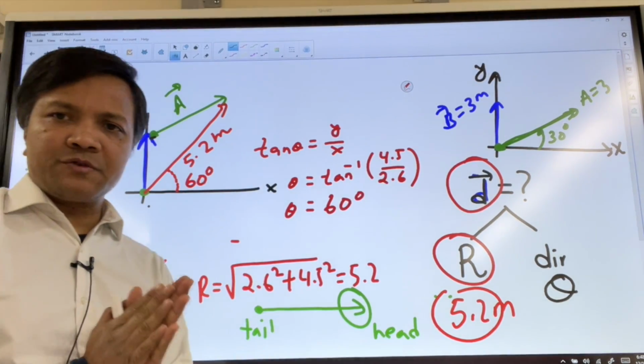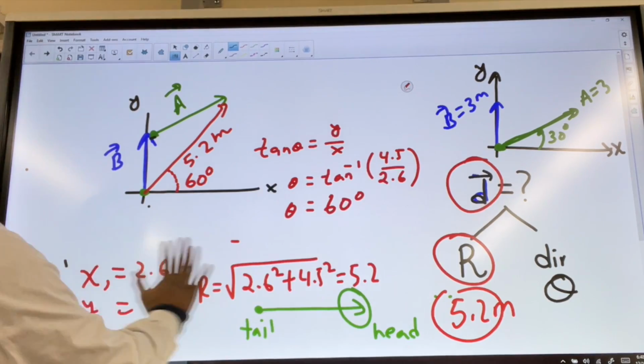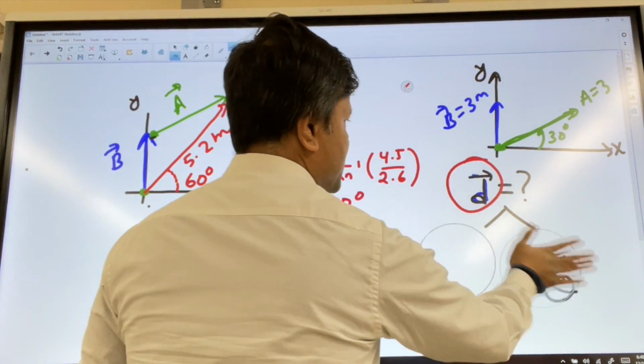Now let me do geometry. Okay, now I'm going to do the same problem using geometry.